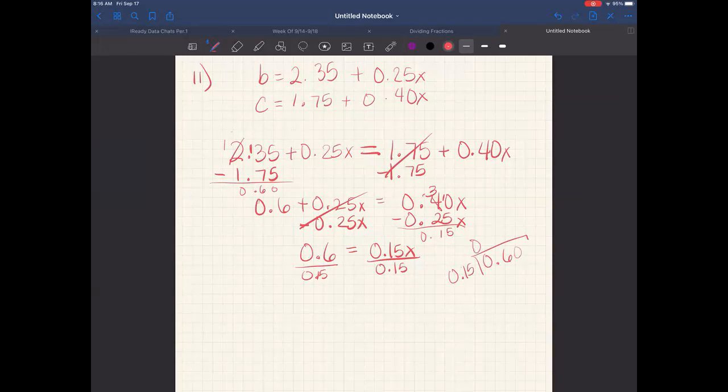So first off, nothing's going to go into 0. I'm going to put my decimal there. 15 goes into 60.